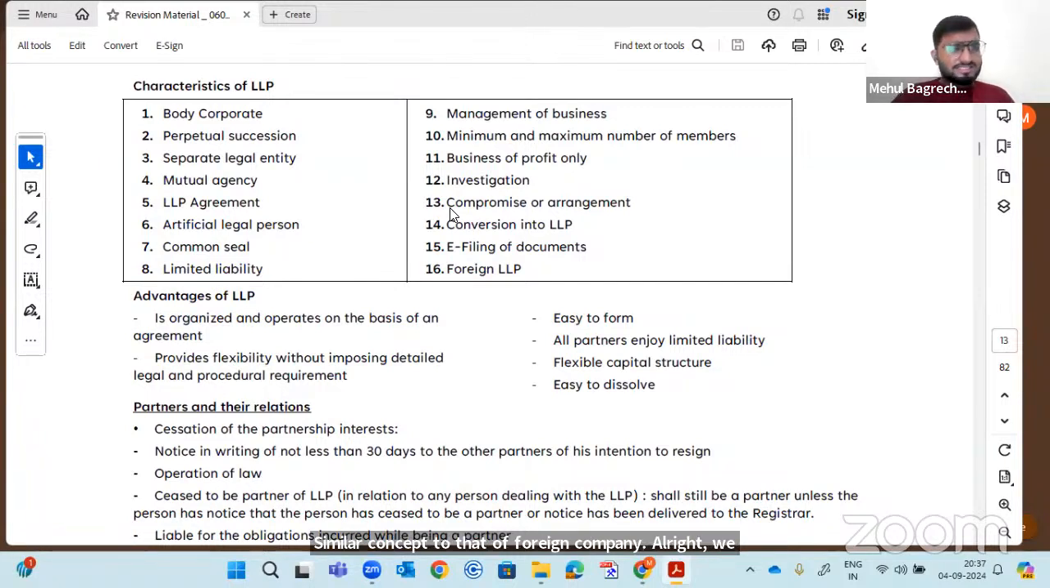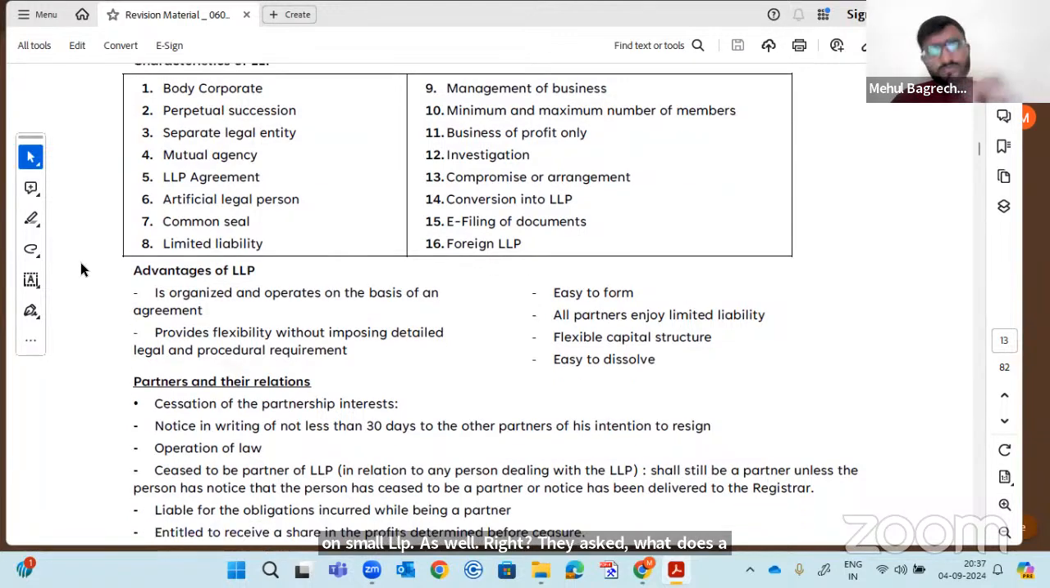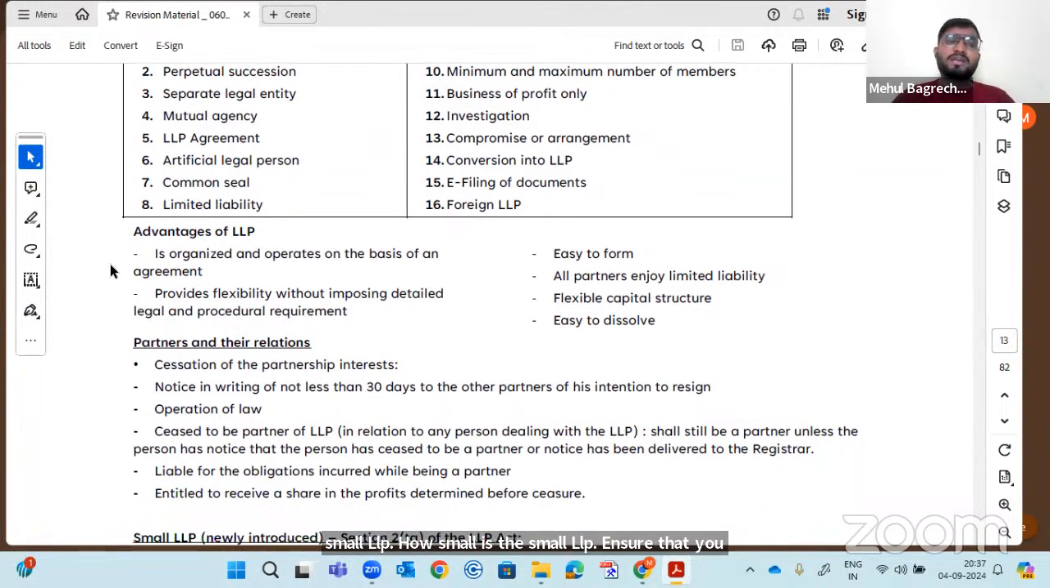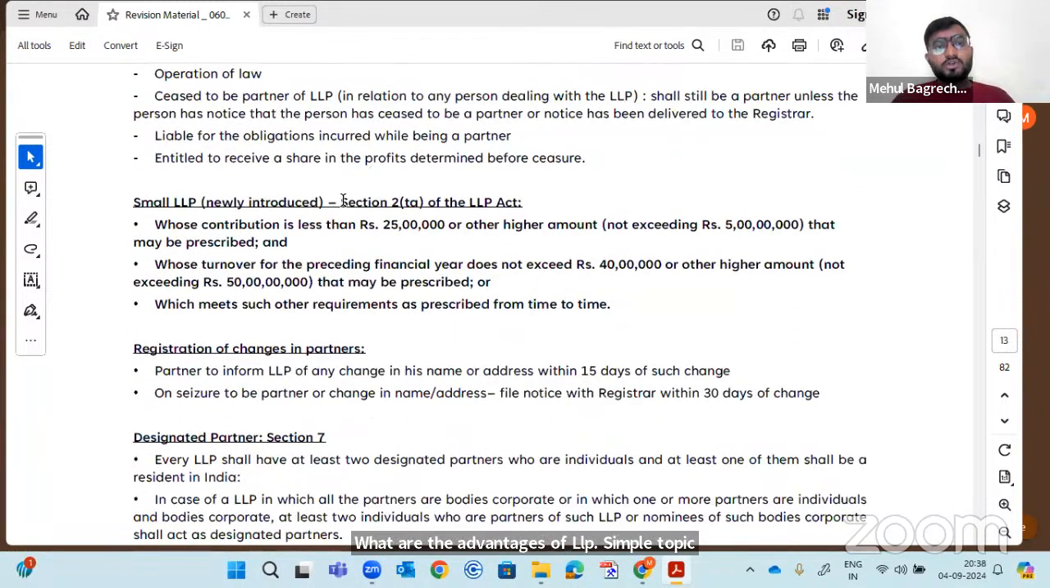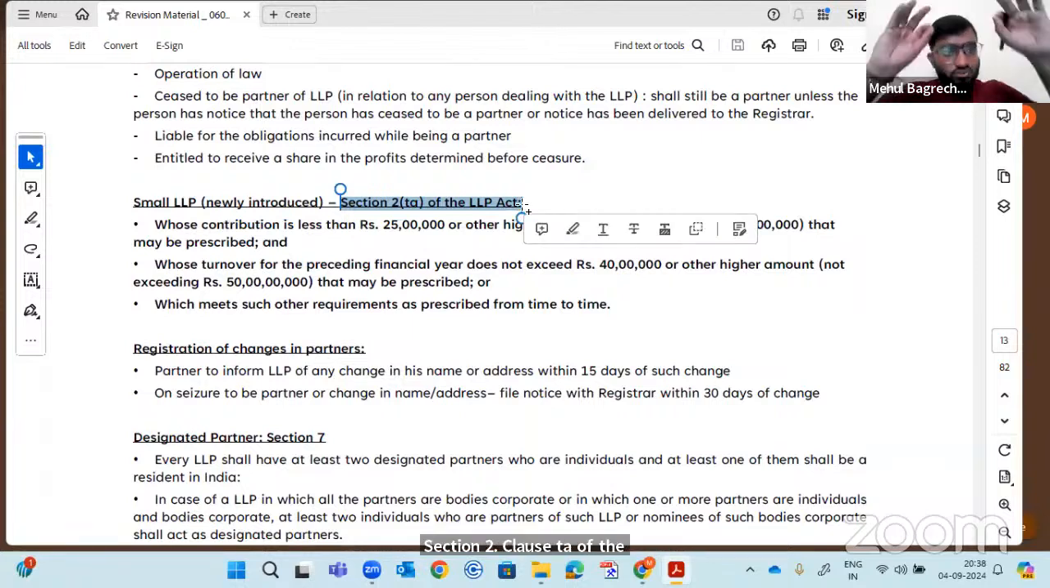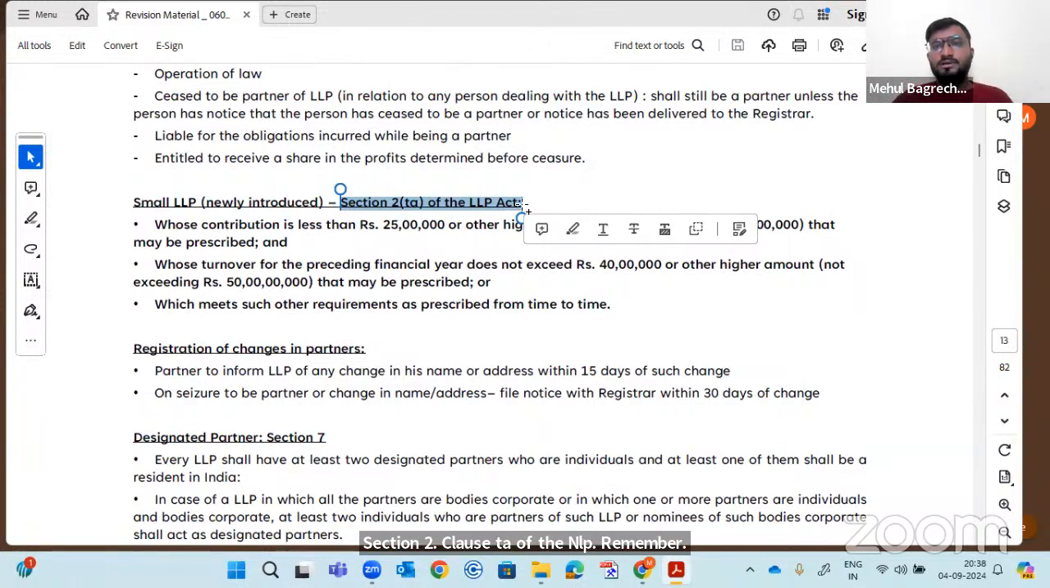Very important. These days, they ask this question on small LLP as well. They ask, what is a small LLP? How small is a small LLP? Ensure that you remember what is a small LLP. What are the advantages of LLP? Simple topic. What is a small LLP? Section 2, clause TA of the LLP Act. Remember, it has to be there at the tip of your tongue.